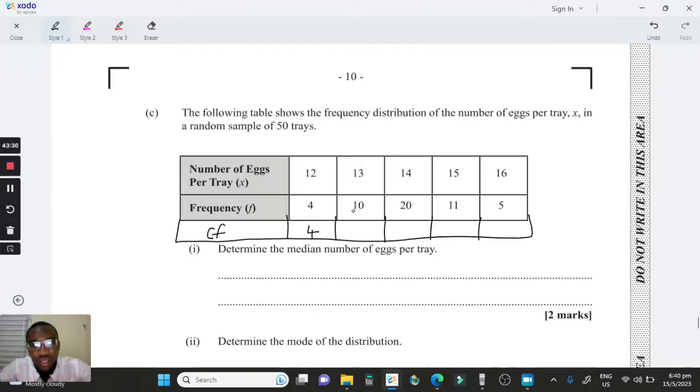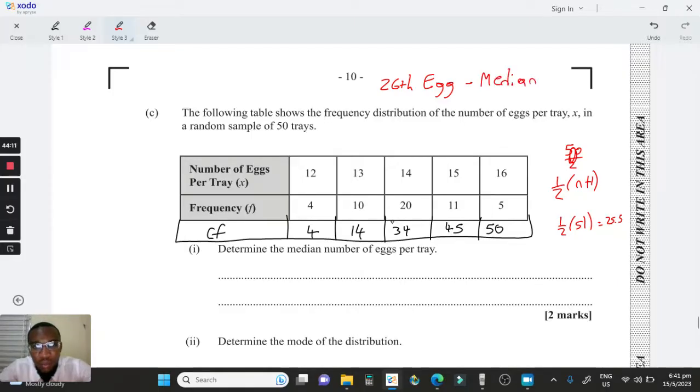This is 4. Add 10 to 4, that's 14. Add that, that's 34. Add 11, that's 45. Add the 5, that's 50. Remember, the median is the one in the middle. So if you divide 50 by 2 and then add 1 to it, because remember it's half n plus 1, so 50 plus 1 is 51. Half of 51 is 25.5, which is the 26th egg. So the 26th egg, when it's sorted, would give the median.